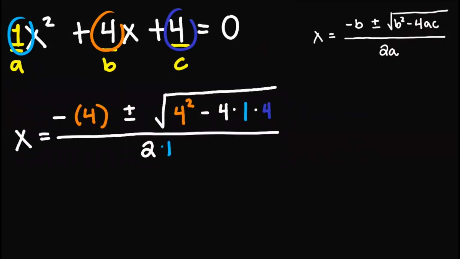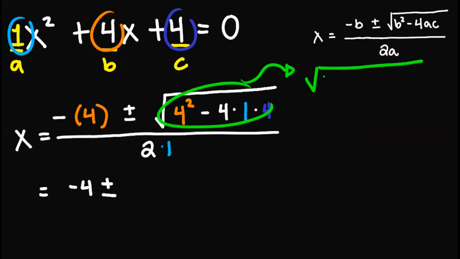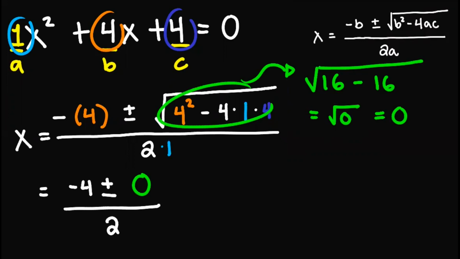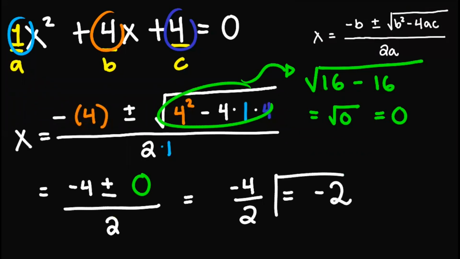So simplifying, we'll have negative 4 plus minus this radical. Focusing on this radical, we'll have square root of 4 squared is 16 minus 4 times 1 times 4 is 16. So this is equal to square root of 0, or simply 0. And in the denominator, we have 2 times 1 is 2. So we have negative 4 over 2, or simply negative 2. And that is the answer for this equation.